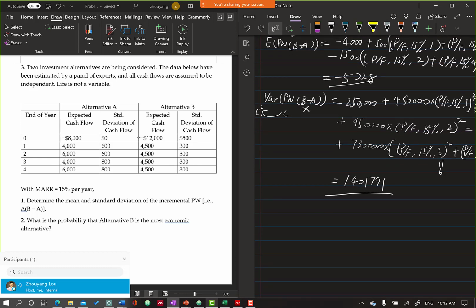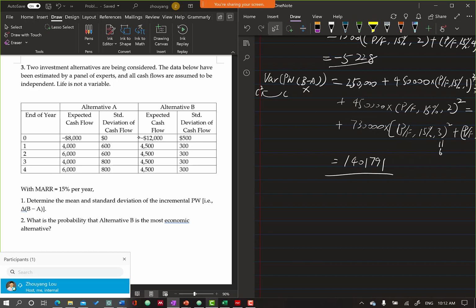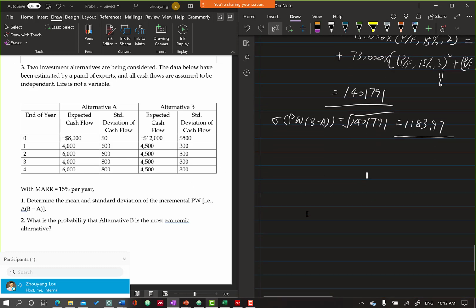Oh, sorry, just another additional small step to get the standard deviation. Almost forgot. So okay, just take the square root of the variance, and we will get this guy for the standard deviation. Now we are done for the first problem.